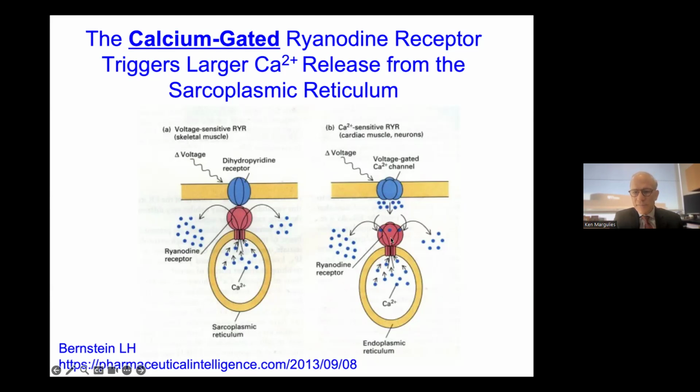So as a result of this calcium activation, you get far, far greater, orders of magnitude greater, calcium released from its intracellular stores inside the cell. And this process in total is called calcium-induced calcium release. And that is a feature that's specifically characteristic of cardiac muscle rather than skeletal muscle.